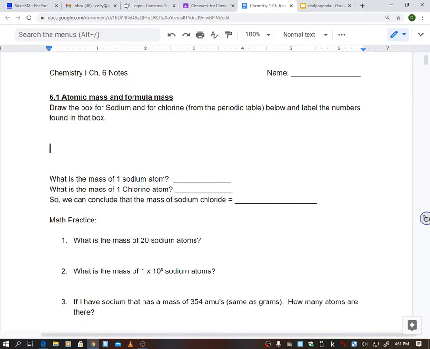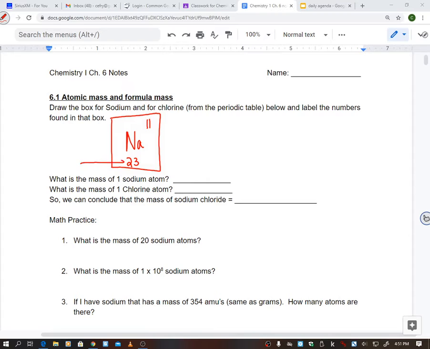Alright, so to start off here, it tells you guys to draw the boxes from the periodic table for sodium and chlorine. So just boxes here, and then it tells you to label the numbers. The only numbers we truly care about, there's two, are the atomic number and the mass number. For instance, sodium is Na, and it's 11 up in that corner, and then we're going to round. When we do all of this math, we will round. Sodium is really 22.99 or whatever, but we're going to round to 23.